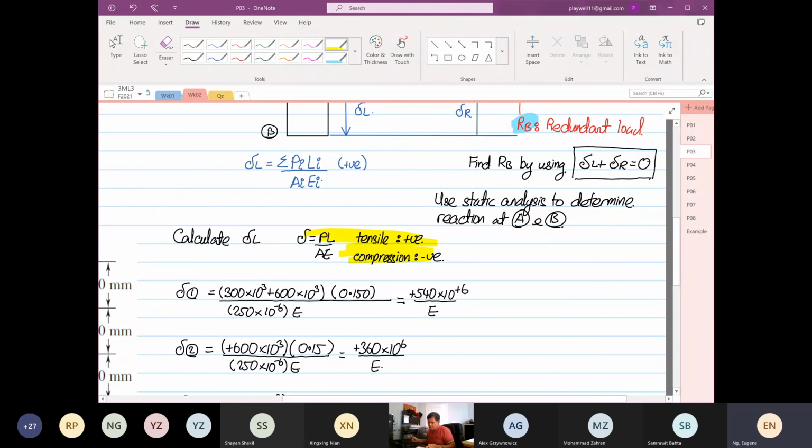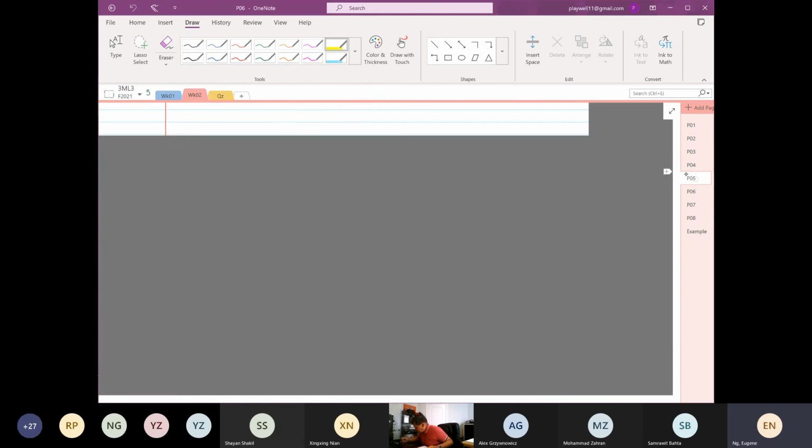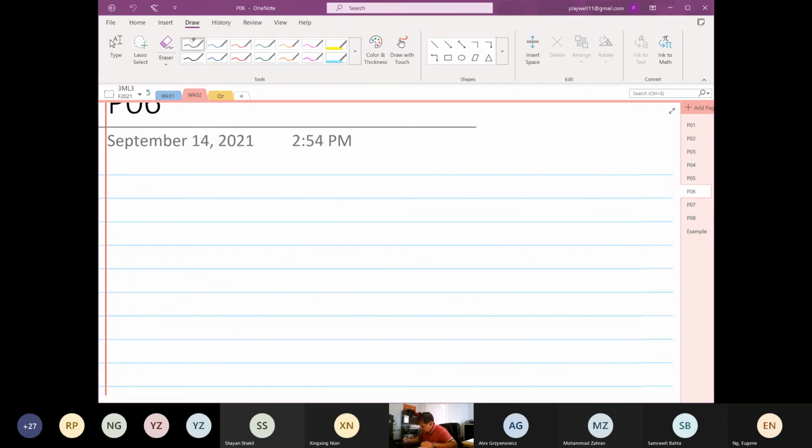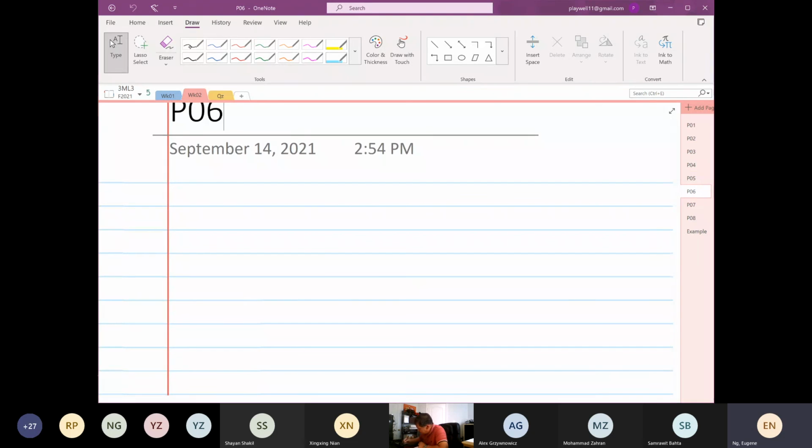So the next topic that I'm going to introduce is not any more difficult. The approach is still the same, but now the stresses are induced by heat. So we are going to go to the next section. We are going to look at thermal stresses.